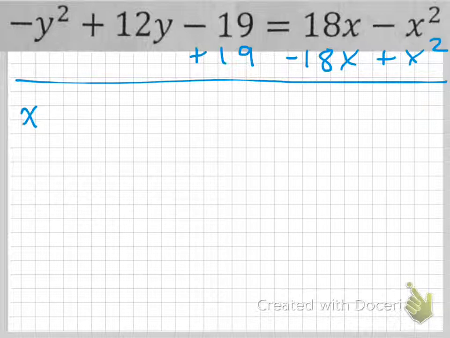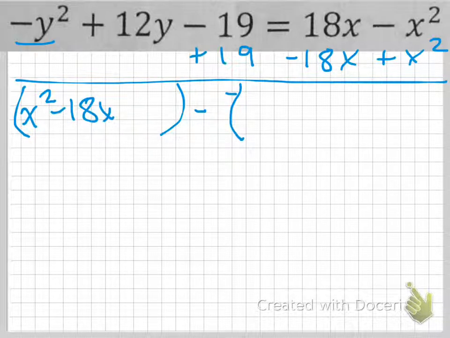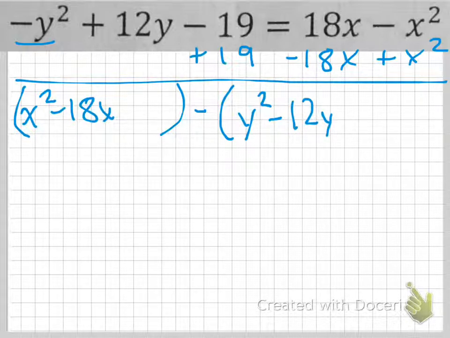So I should have x squared, take away 18x, and then I'm going to group those together because we're going to complete that square in just a minute. And then we've got our y squared term that's got a negative in front of it. So I'm going to go ahead and factor out that negative from both the y squared and the 12y term. So I'm going to have minus 12y. And on my right side, I added that 19 to both sides, so I've got just a 19 on the right side.